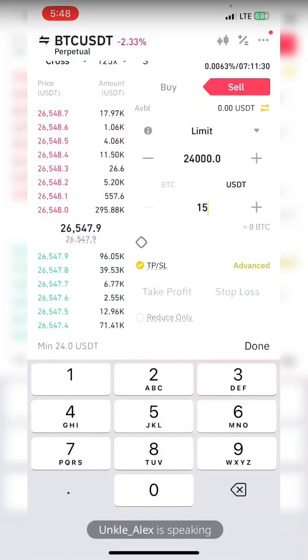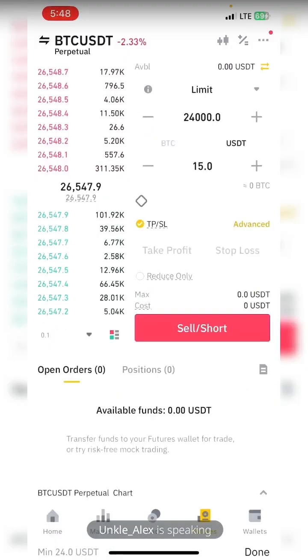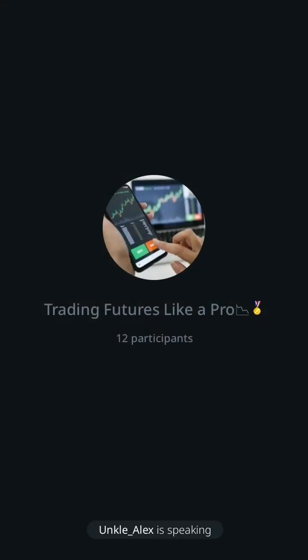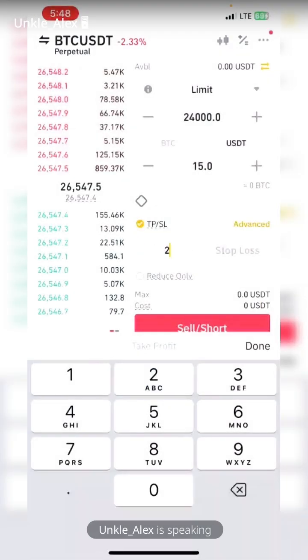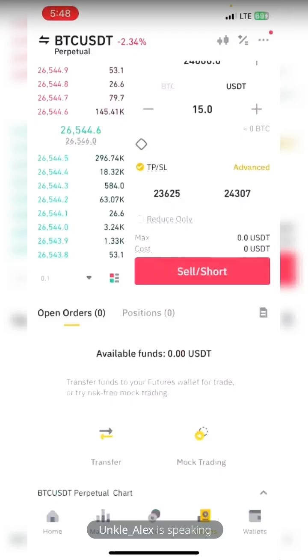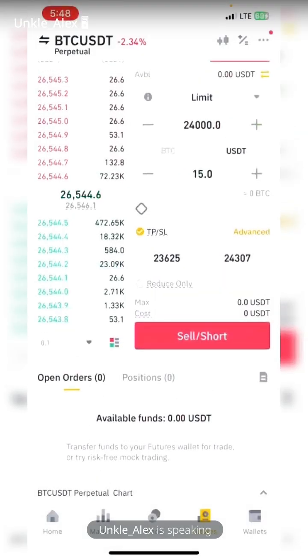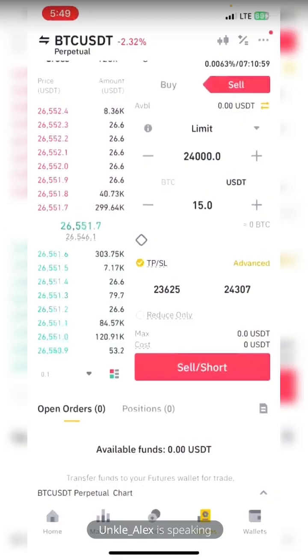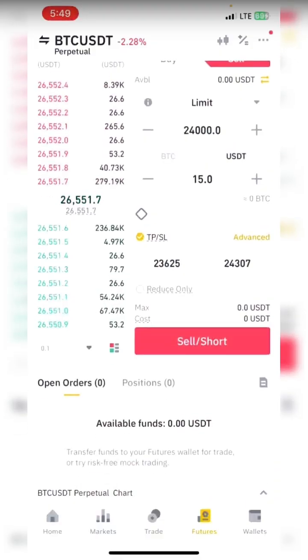You come here, this here, TP/SL. I would advise you to always use your take profit and stop loss, so you don't lose money to the market anyhow. You use 23625, and for your stop loss from here we have 24307. Then you sell. You understand? I don't have USDT at the moment. So once you tap sell, automatically the position will be opened.